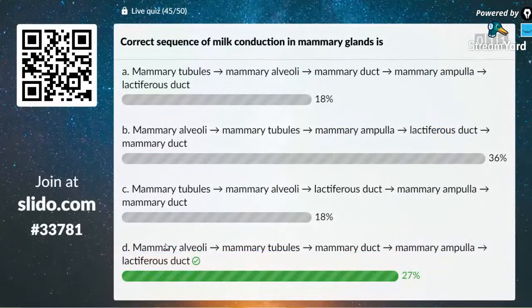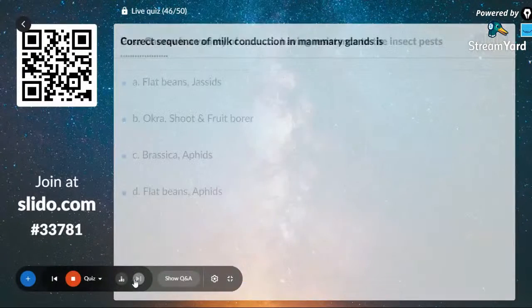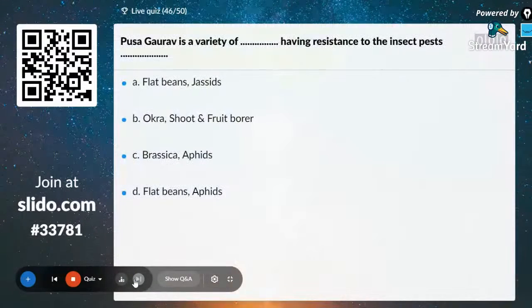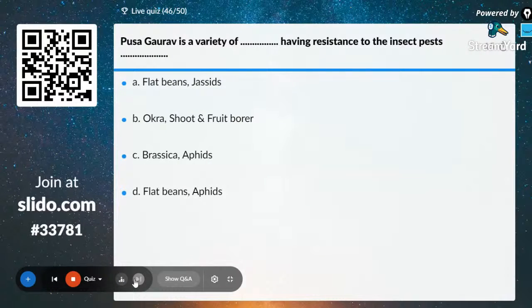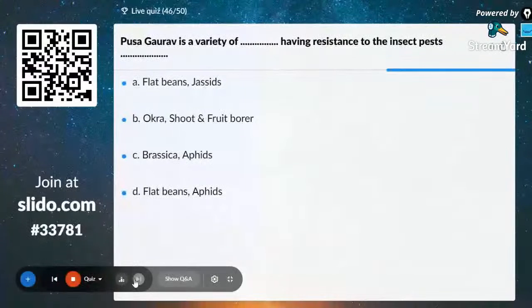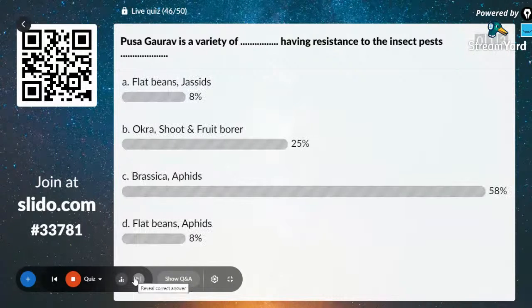Next question on the screen. Strategies for the enhancement of food production. Pusa Gaurav is a variety of dash having resistance to insect pest dash. Flat beans, jassids, okra shoot and fruit borer, brassica aphids, flat beans aphids. It is brassica and aphids. Next question on the screen.